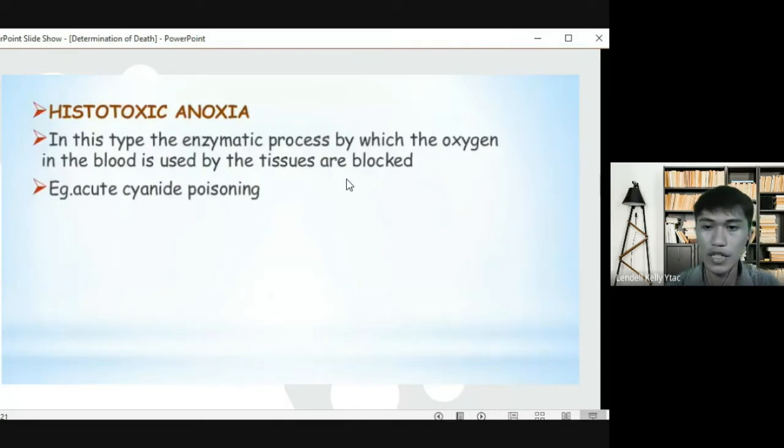So histotoxic, there is a toxic level of harmful molecules or substances that is poisoning or toxic to the tissue. So that's why tinatawag natin yan histotoxic anoxia. So there is a decrease in the ability of your cells to utilize oxygen because of the antagonizing action of cyanide at the cellular level.